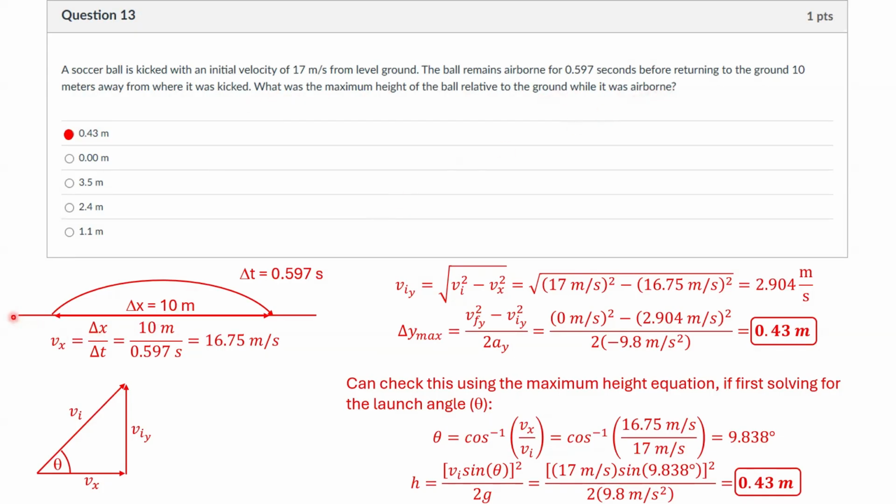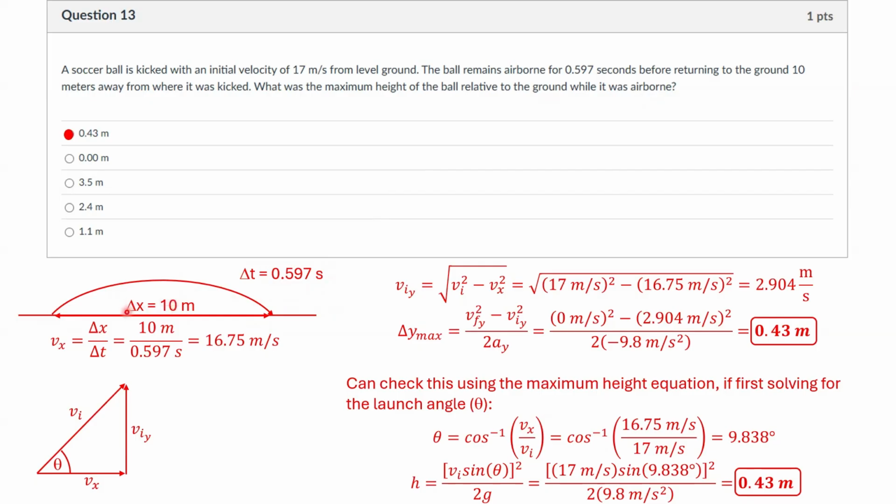Well, you can use this information to draw a picture. Here's ground level. Here's where we kicked from. Here's where we returned to. Distance between them is 10 meters. Total time in the air is 0.597 seconds. We're interested in this change in height at the maximum vertical displacement. That will be in the middle.